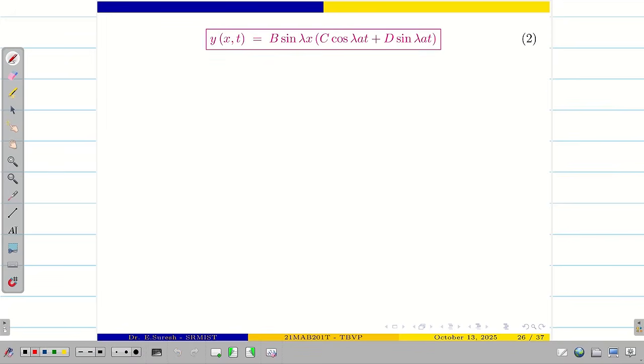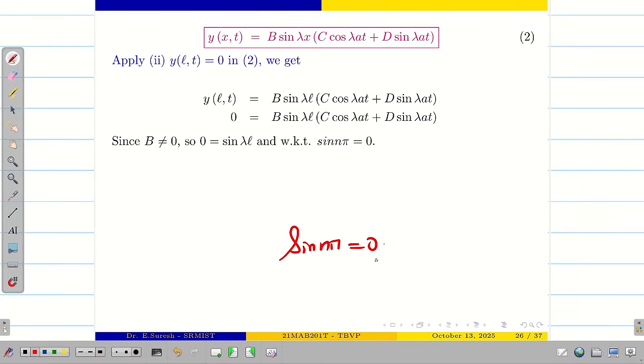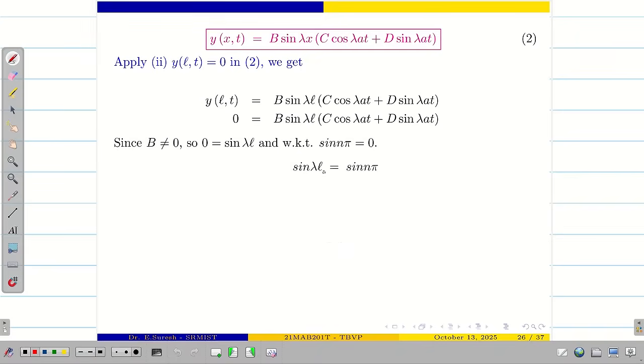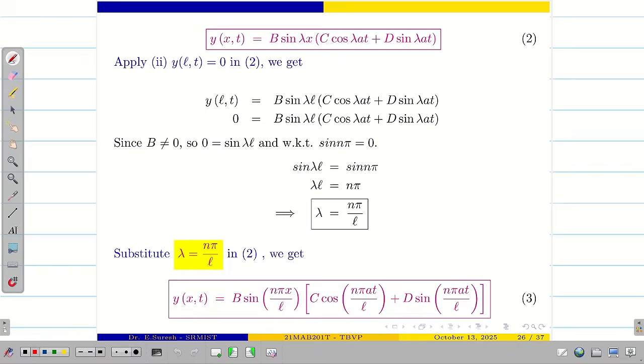When I apply it in 2, I'll get this. Left hand side is 0, and we already discussed that c into cos lambda at plus d into sin lambda at cannot be 0, and b also can't be 0 because a is already 0. If b is 0, then the whole term is going to be 0. So the only chance is sin lambda L is equal to 0. We know that sin n pi equals 0 for any positive integer n. Therefore, we can find lambda is equal to n pi by L. Let us substitute this lambda in 2. When I substitute lambda in 2, we get a new equation 3.